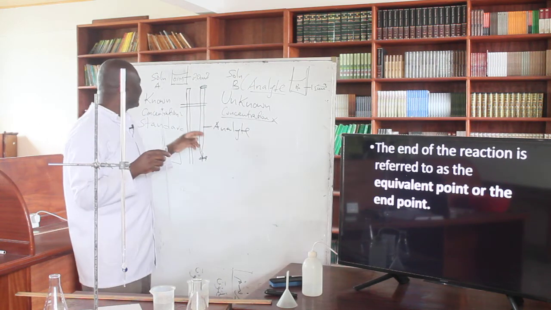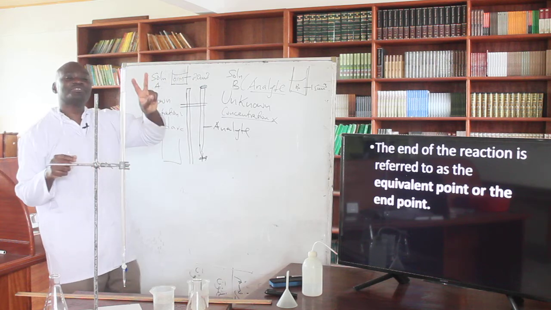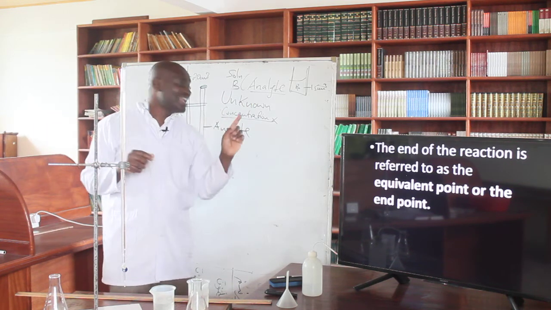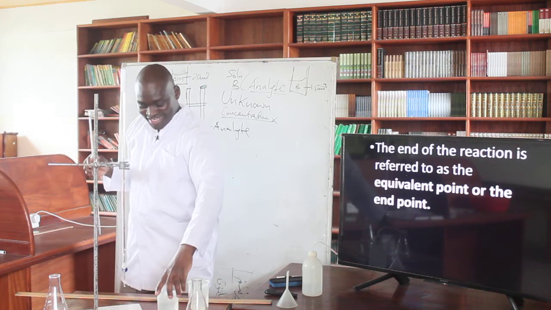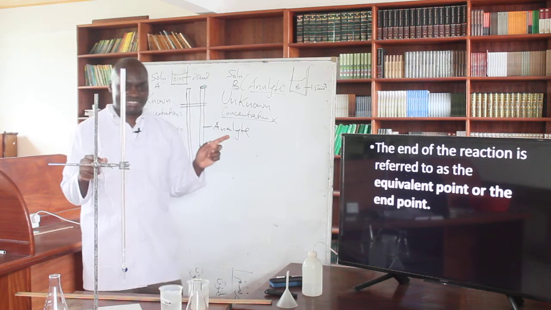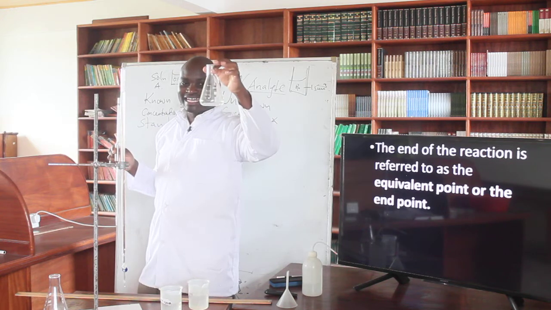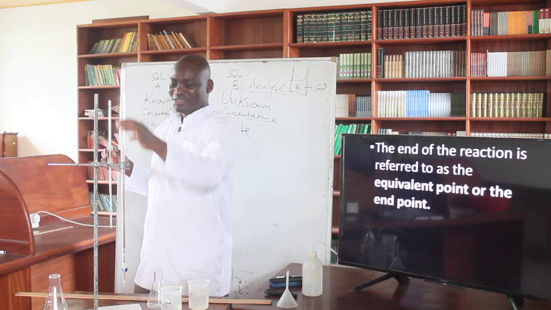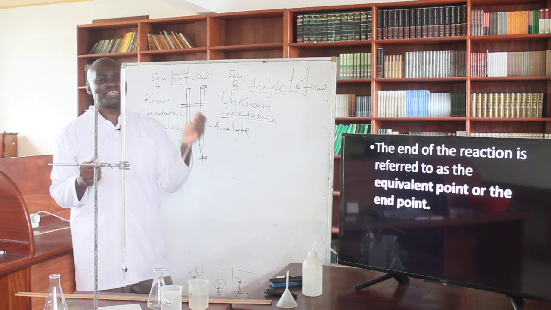Now we want to place our standard solution because we're dealing with two things: the standard and the analyte. The standard is the known one, the one whose concentration is known. And then we have the analyte. So we are going to place our standard in the conical flask so that we can react it with the analyte in the burette.